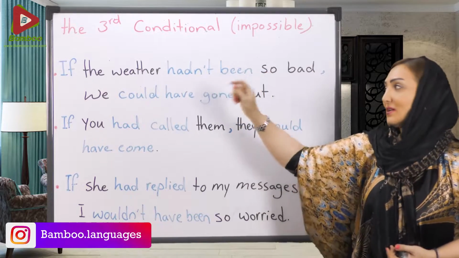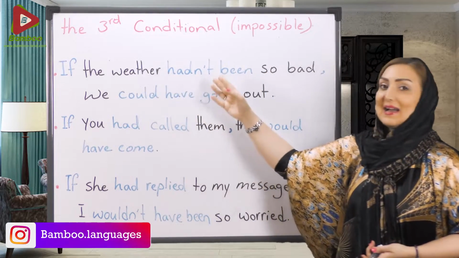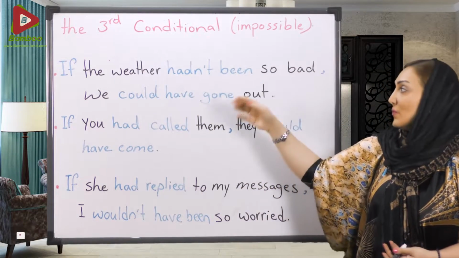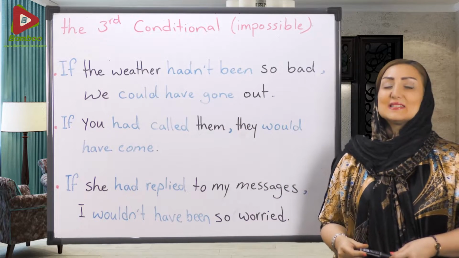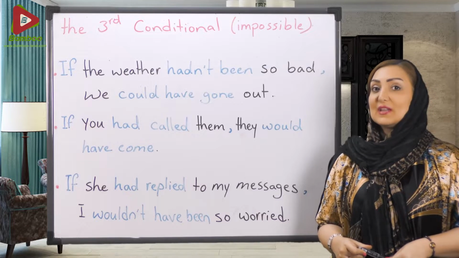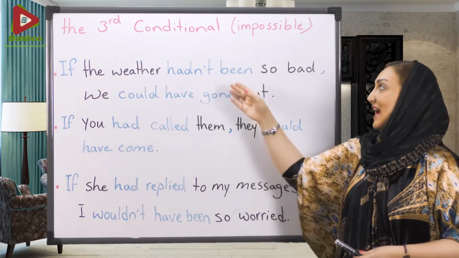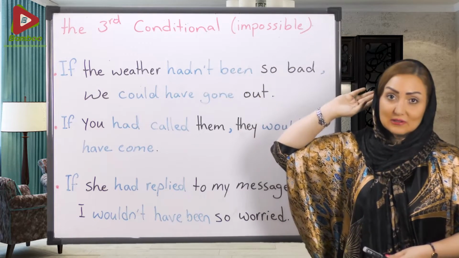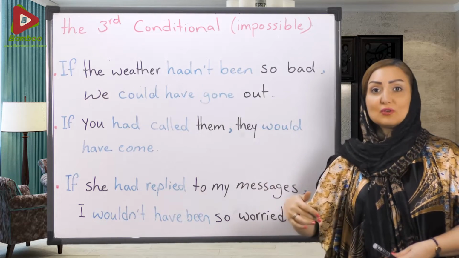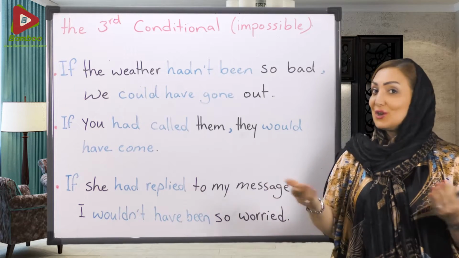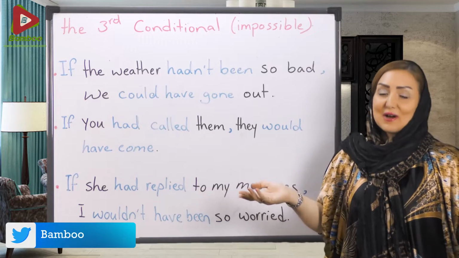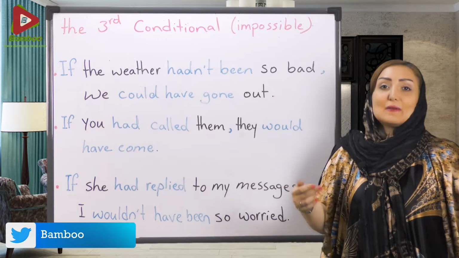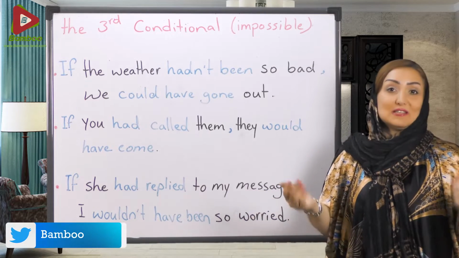If the weather hadn't been so bad, we could have gone out. If the weather hadn't been so bad, we could have gone out. Did we go out? No. Was the weather good? No. So we couldn't go out because of the bad weather, and now we cannot change it. We can just regret it.